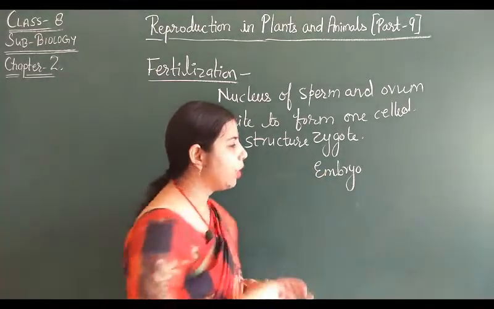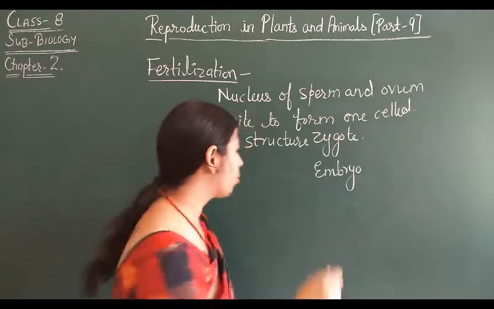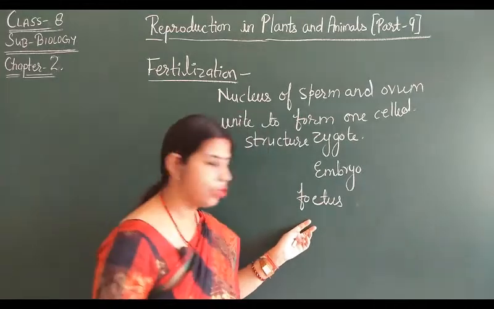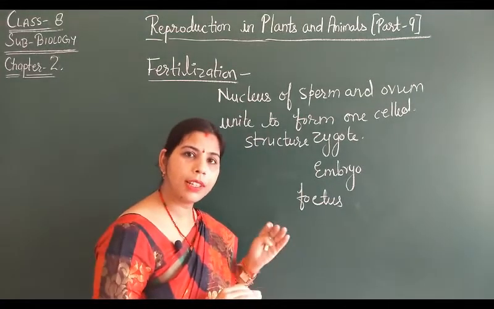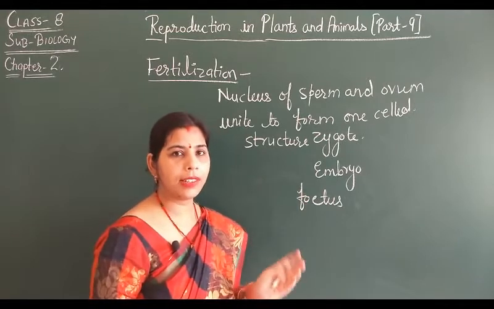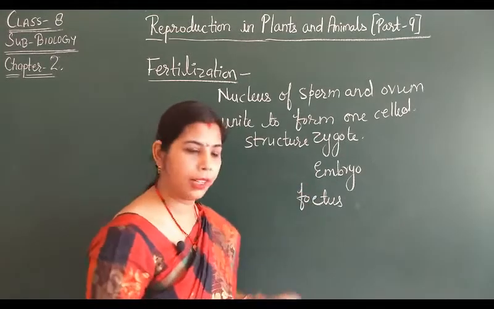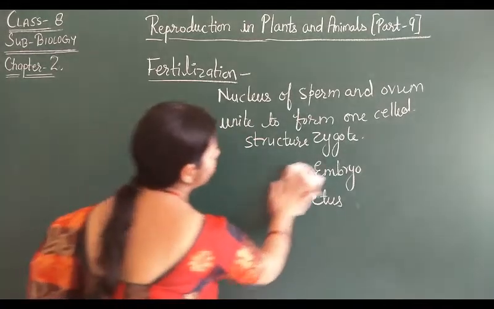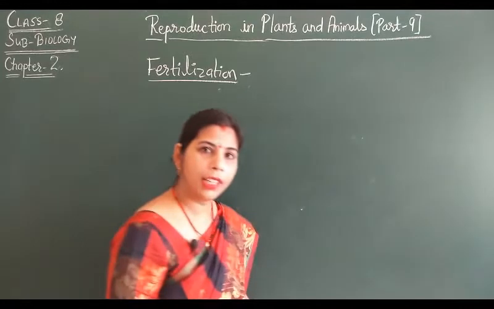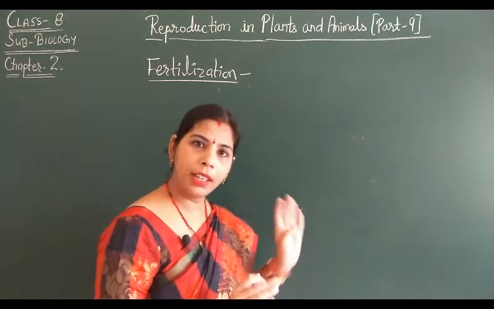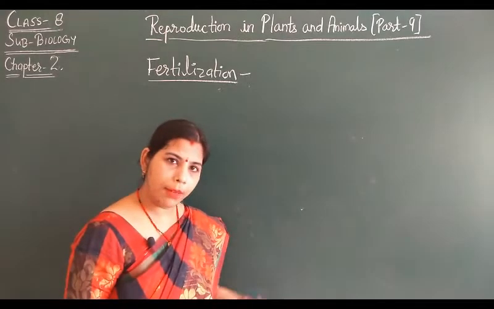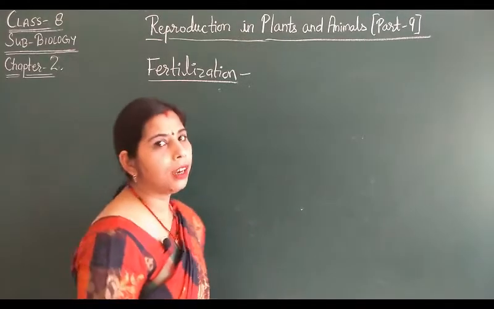In this embryo, a number of structures develop, and it forms the fetus. The fetus is a structure which resembles the baby. That means the eyes, fingers, head and all the organs are developing. The fetus remains in the uterus for about 9 months, or about 280 days, and then after 9 months the baby is born by the female.